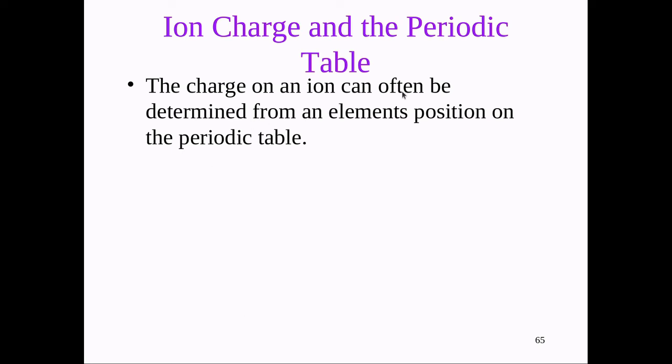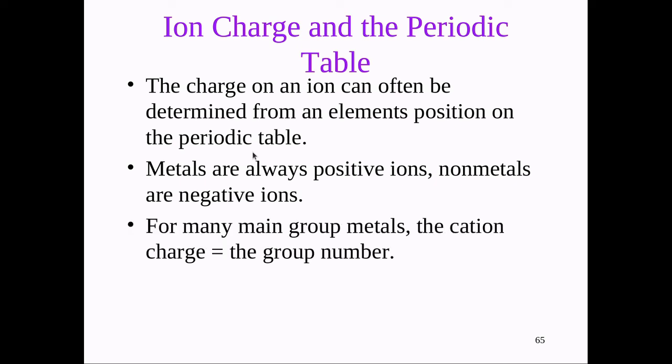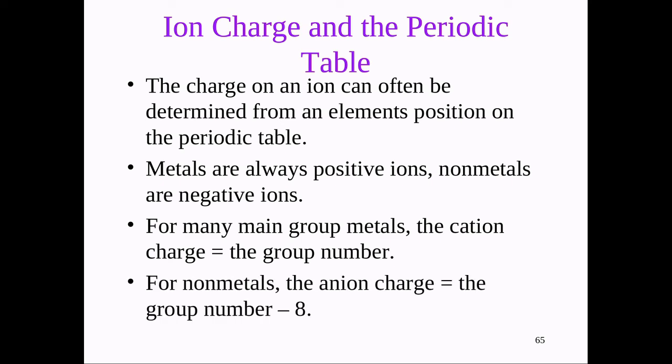The charge on an ion can often be determined from the element's position on the periodic table. We've alluded to this. Metals are always positive ions. Nonmetals are always negative ions. For many main group metals, the cation's charge is equal to the group number. For nonmetals, the anion charge is equal to the group number minus 8. So let me show you a picture of what that actually winds up looking like.